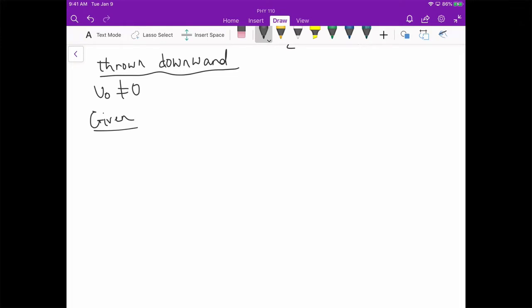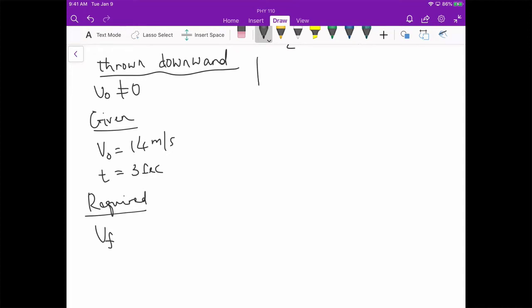The problem states: a ball is thrown downward with an initial velocity of 14 meters per second. Using the approximate value of g, what is the velocity of the ball 3 seconds after it is released? So you have the initial velocity of the ball, which is 14 meters per second. What is the velocity after 3 seconds? Then time is equal to 3 seconds. Required: after 3 seconds, in other words, you're asked to find the final velocity.